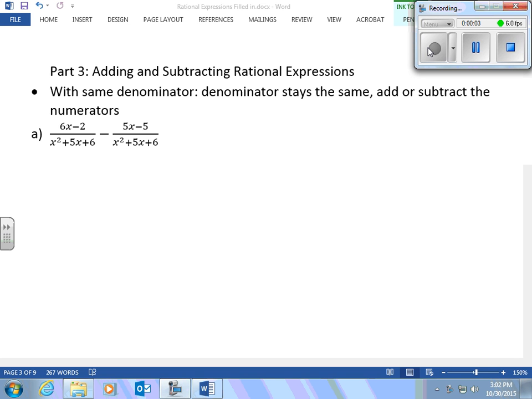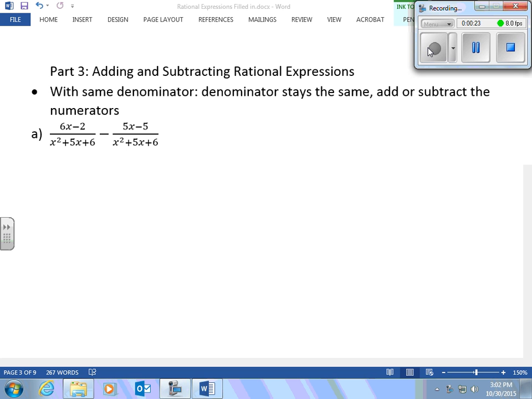In the first lesson on rational expressions, we looked at the definition, we looked at excluding from the domain and simplifying rational expressions. The second part was multiplying and dividing rational expressions. And now we're going to look at part 3, where we're adding and subtracting rational expressions.